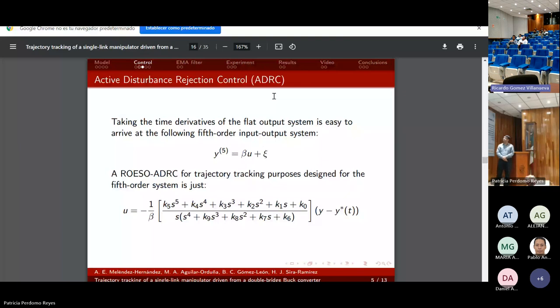Taking the time derivatives of the flat output system, it is easy to arrive at the following fifth-order input-output system. And the reduced-order extended state observer based active disturbance rejection control, for now on just ADRC control. For trajectory tracking purposes, the design for the fifth-order system is just this expression.